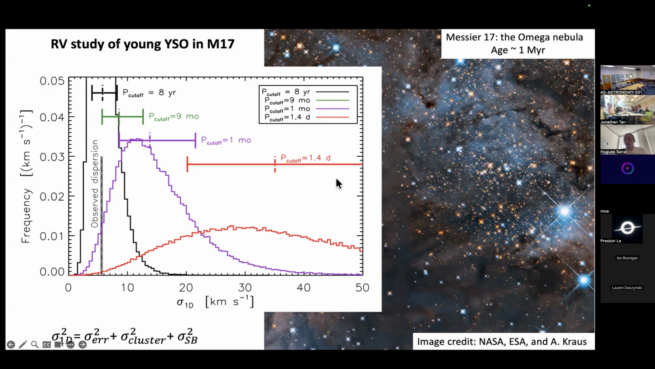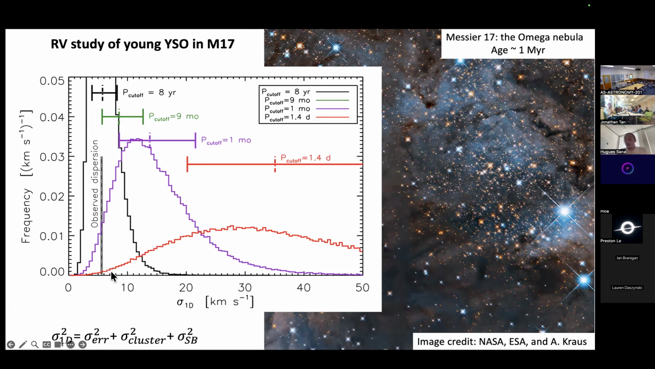If you have short period binaries, then those short period binaries, even if they are not numerous, very quickly this term will become dominant. And then you would observe something which is this very broad red histogram. The reason why it's very broad is that it really depends on when in the orbit you're observing the system. And so there is a wide variety because you only have one epoch per system.